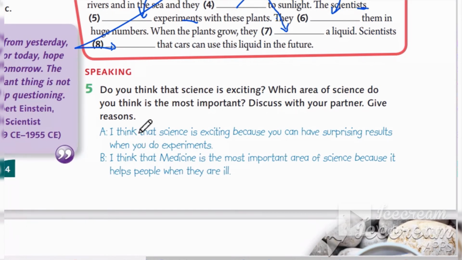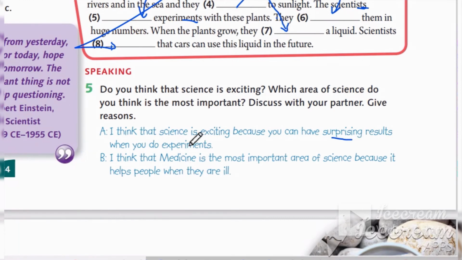A: I think that science is exciting because you can have surprising results when you do an experiment. B: I think that medicine is the most important science, because it helps people when they are sick. If you want, you can write me one sentence about your opinion of science, what is the most important part or area of science. Okay.